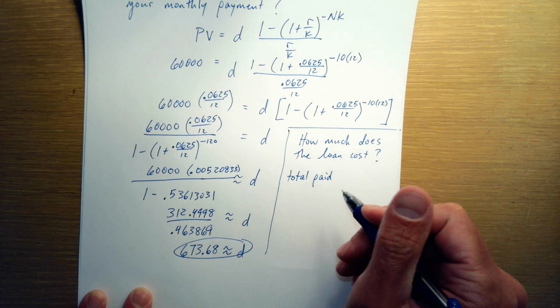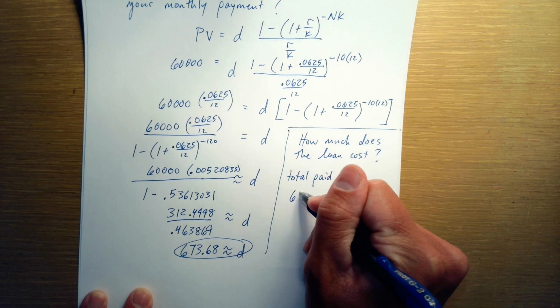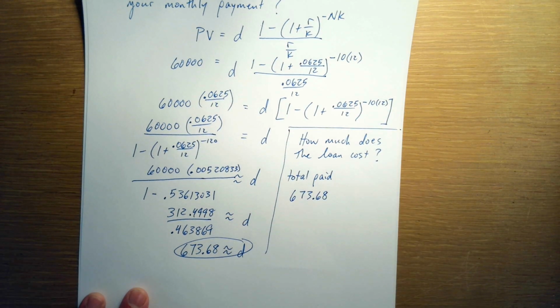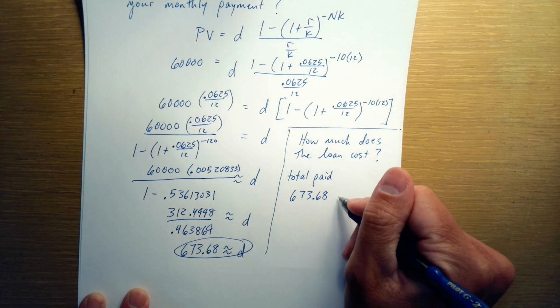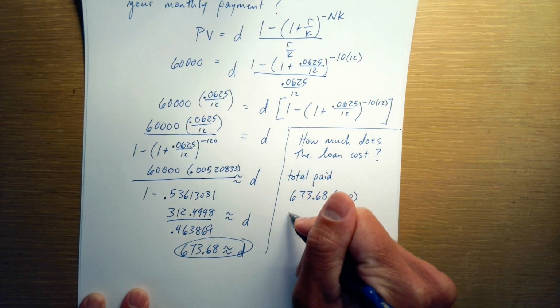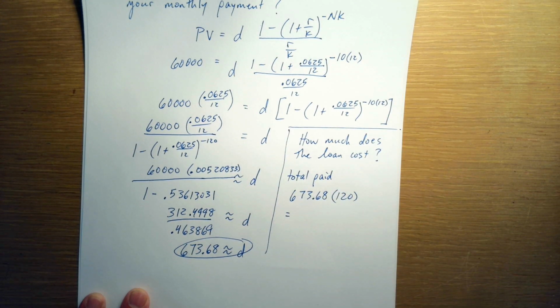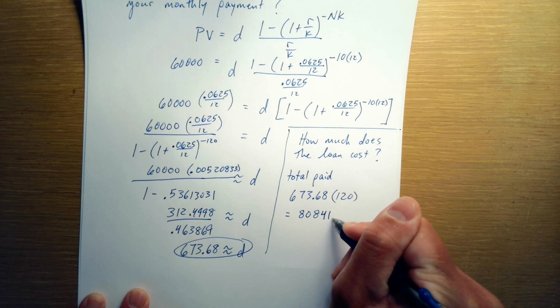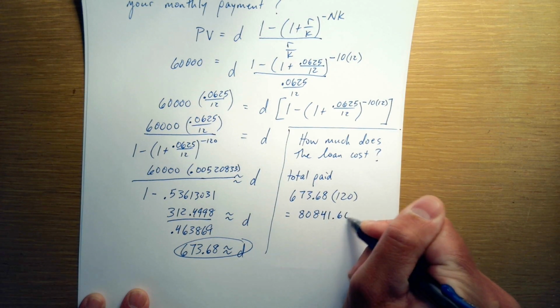So the total paid is our monthly payment, $673.68, times the number of payments that I have to make. And if I pay for 10 years, 12 months per year, that's 120 payments. So this comes out to be $80,841.60.